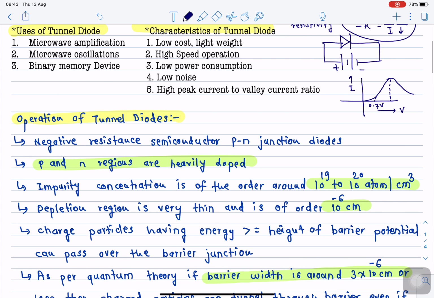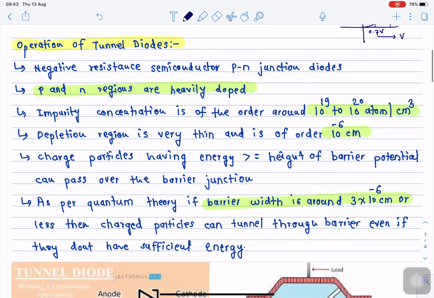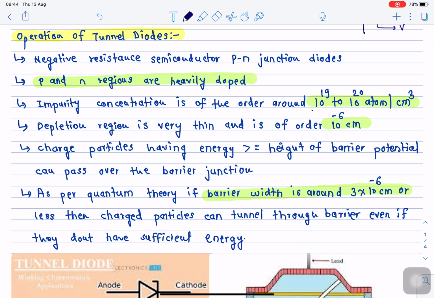I already explained the terminology of negative resistance. In this tunnel diode, or Esaki diode, we have a junction formed by joining p-type semiconductor with n-type semiconductor. In the case of the tunnel diode, the doping used in the construction is typically very high. The impurity concentration ranges from 10 raised to 19 to 10 raised to 20 atoms per cubic centimeter. Such a high level of doping is used in the construction of a tunnel diode.